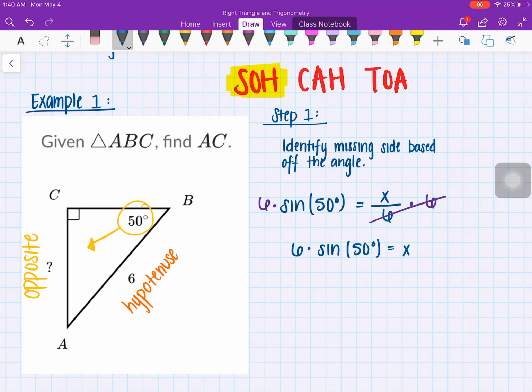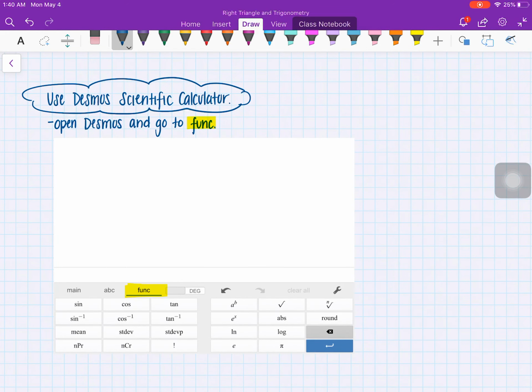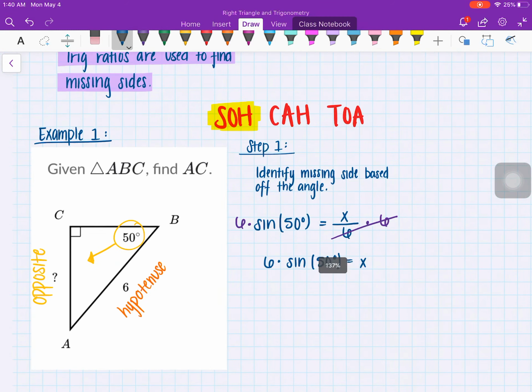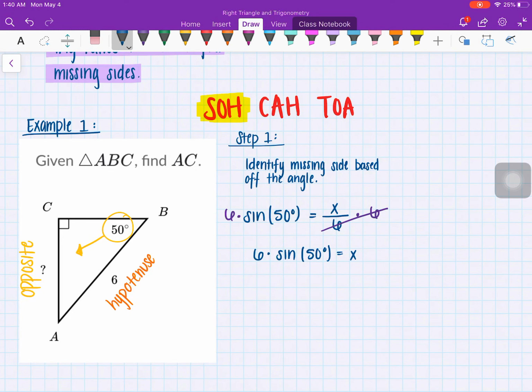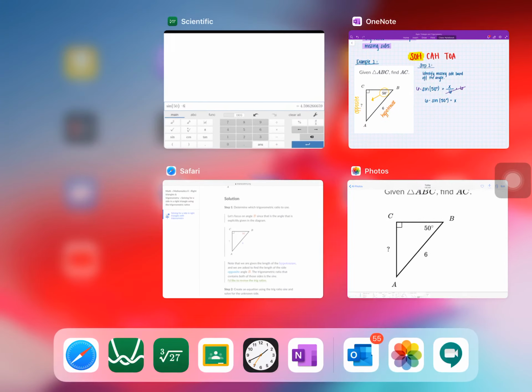Now, all you have to do from here is substitute or input this in your calculator. So I am asking you guys to use the Desmos scientific calculator, which is this here. This is just a screenshot. And I'll show you guys as I input this. So I'm going to go to my Desmos scientific calculator, and I have one just right here.